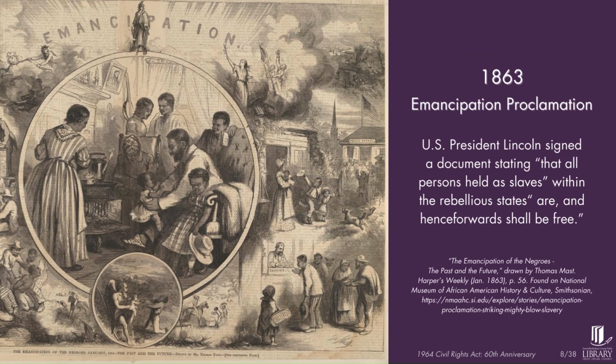In 1863, U.S. President Lincoln signed the Emancipation Proclamation, which stated that all persons held as slaves within the rebellious states are and henceforward shall be free. In 1864, the Fugitive Slave Act was repealed, allowing for the free movement and travel of newly freed people of color.